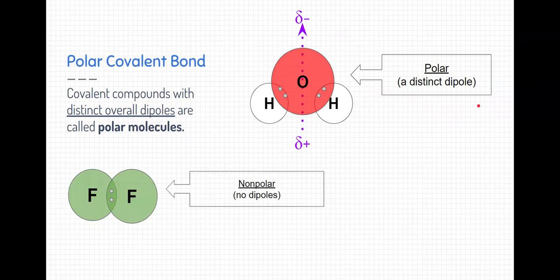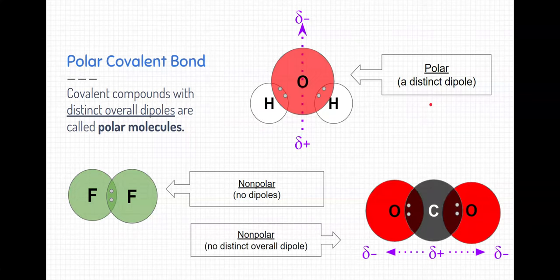Here's an example of a nonpolar covalent bond. Here we have two fluorines. Now, according to their electronegativity, they both have equal pull on those electrons. They're both attracted equally to those electrons. And so there's no partial positive or partial negative because they're pulling pretty evenly here.